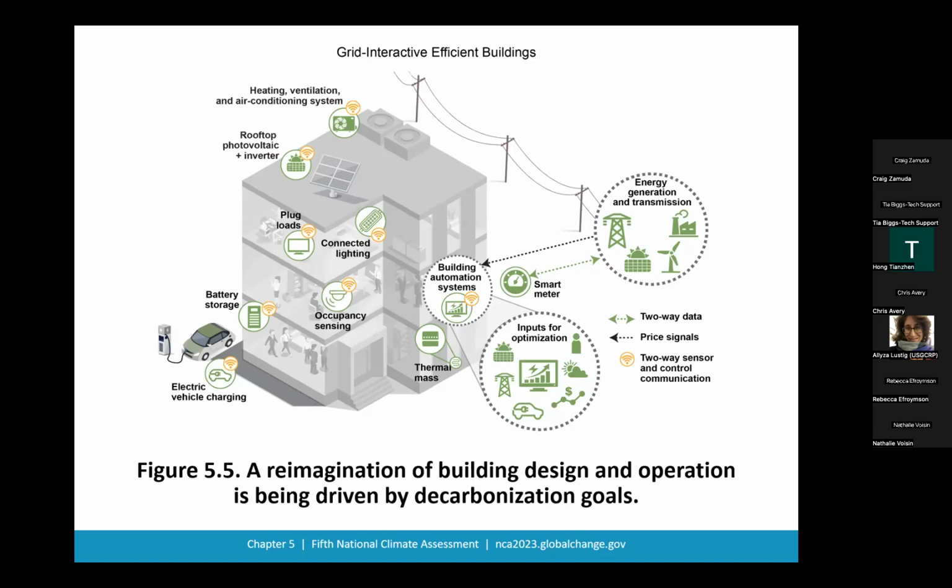The buildings can use more electricity when it is clean and cheap, while reducing usage when electricity is dirty or expensive. Such demand flexibility, together with the on-site renewable energy generation and energy storage technologies, can provide power for critical services during power outages, thus improving climate resilience of buildings.